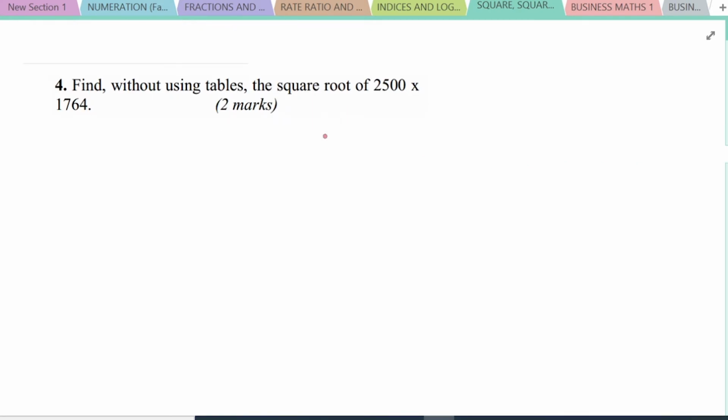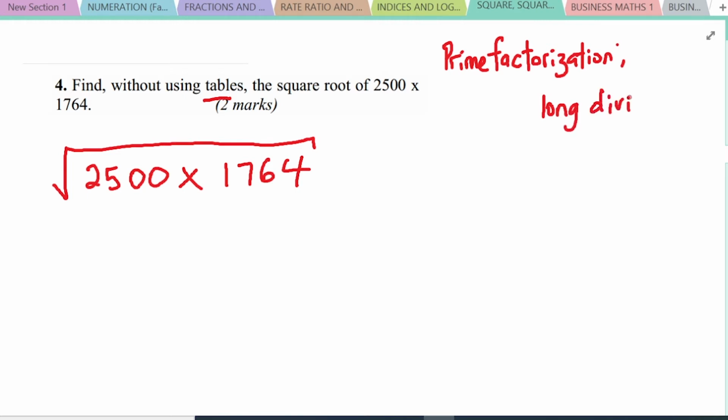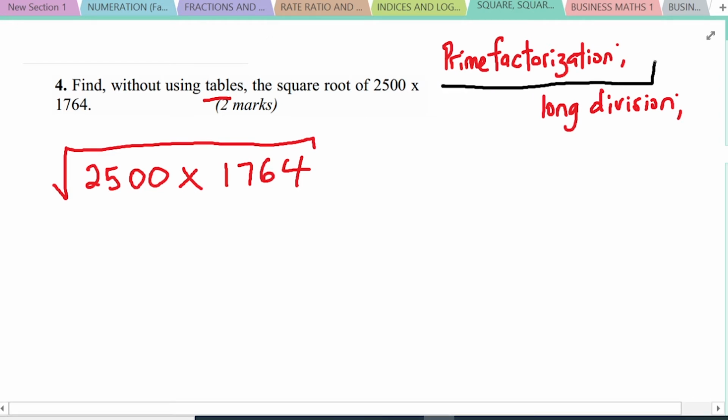Moving on to the next, they're asking us to find, without using tables, the square root of 2500 multiplied by 1764. Now, if you're not using tables, when you're trying to do the square root, you can either find the square root by prime factorization, or you can use long division. You can use one of those two. Me, I'm going to use prime factorization to show you how we can find the square root of each of these numbers.